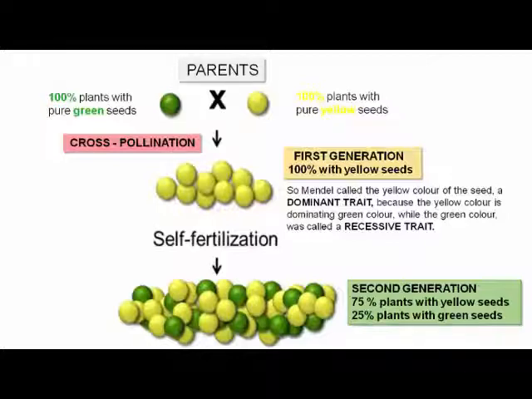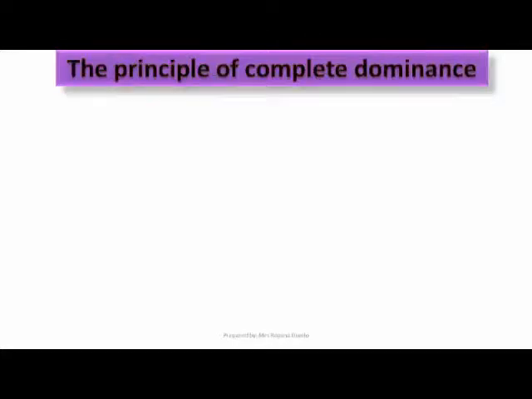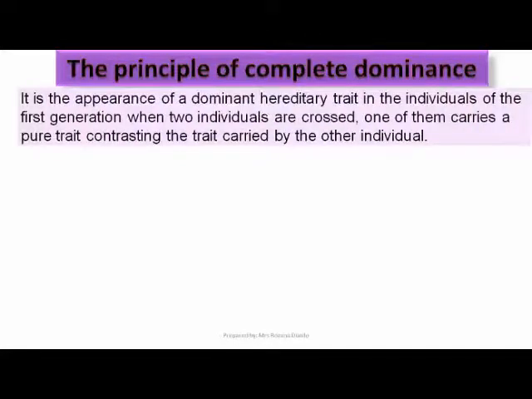Mendel named the dominance of the dominant trait over the recessive trait in the first generation with the term the principle of complete dominance. So the principle of complete dominance is the appearance of a dominant hereditary trait in the individuals of the first generation when two individuals are crossed.